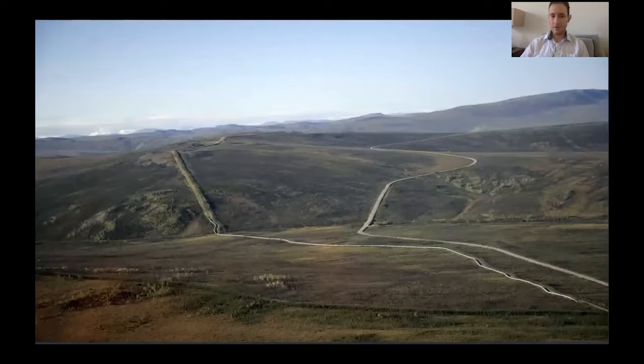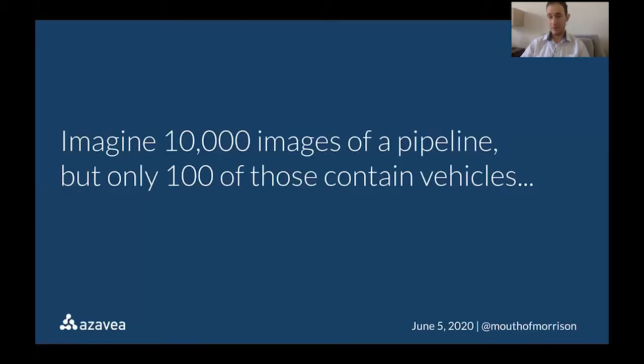The trick is that most pipeline, at least in the United States, probably globally, looks like this. Empty, massive stretches of very narrow right-of-way. And so construction equipment is not parked along most of a pipeline's right-of-way. It's very rare that you would find that. Just to make the numbers easy, let's imagine while you were flying your plane, you took 10,000 images of pipeline. And in reality, only 100 of those, so 1%, contained some sort of vehicle at all.